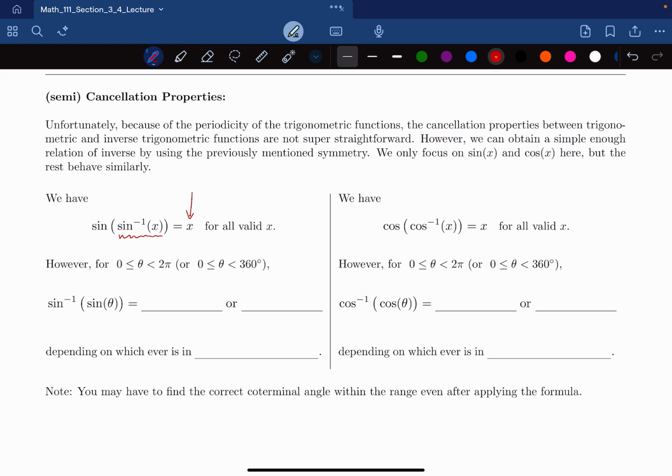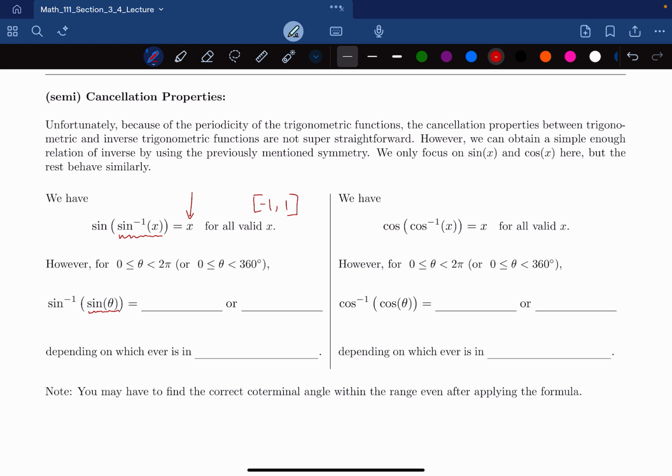But that's mainly due to the fact that the input or domain for sine inverse is very limited. So all valid x is really just the interval from -1 to 1. Okay, so it sounds nice and all, but it turns out it's a very limited interval. The flip side of that coin is when you have sine theta on the inside. Well, this is slightly a problem just because the domain for sine is all real numbers. So there's no limitation on the domain.